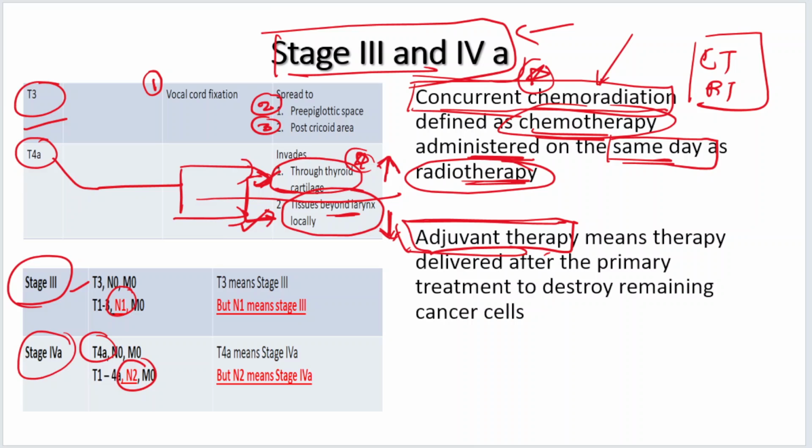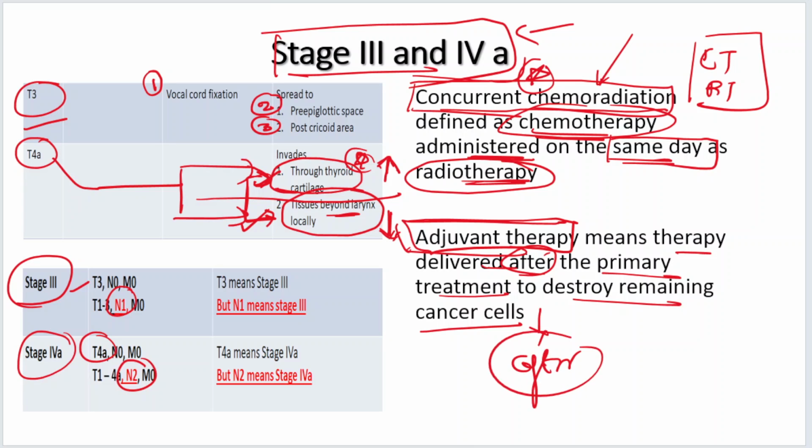Adjuvant therapy means therapy is delivered after the primary treatment to destroy remaining cancer cells. So the treatment is given after the primary treatment. Suppose the primary treatment is surgery, you give adjuvant radiotherapy. Concurrent means chemotherapy and radiotherapy on the same day.